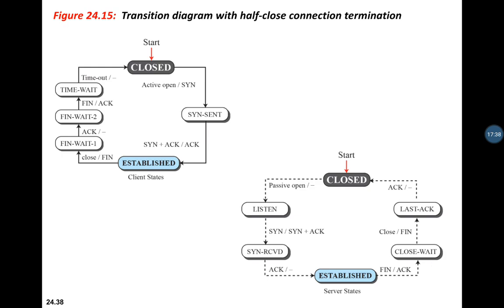After receiving the SYN plus acknowledgement segment, TCP sends an acknowledgement segment and goes to the established state. Data is transferred here, possibly in both directions, and acknowledged. When the client has no more data to send, it sends an active close command, and TCP sends a FIN segment and goes to the FIN-wait-1 state.